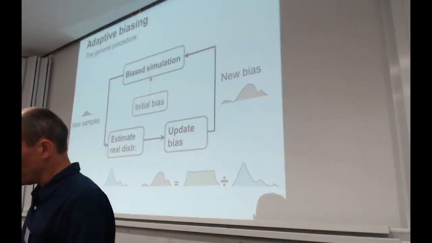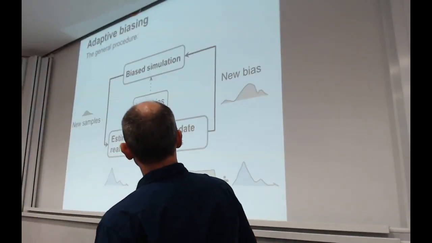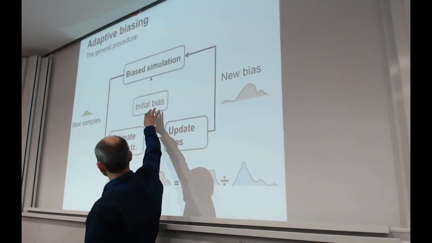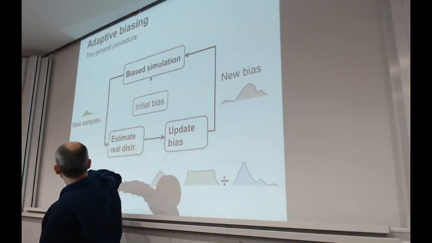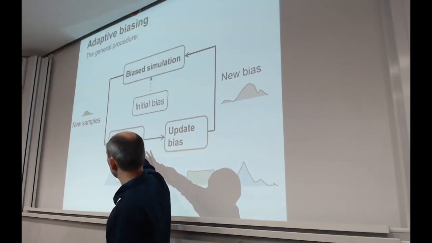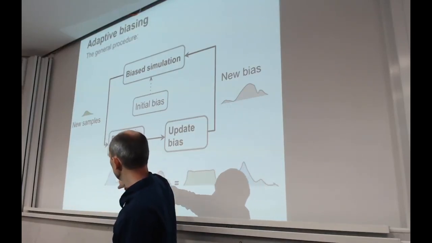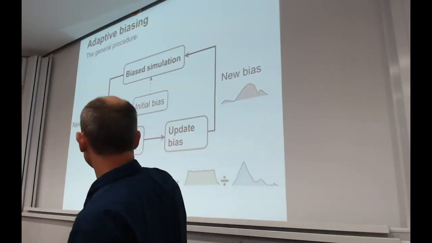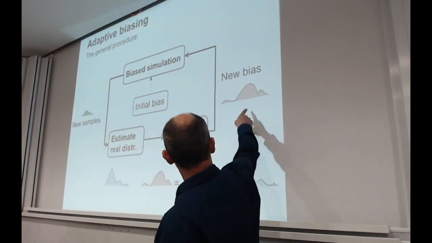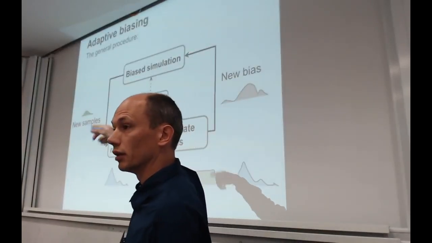Okay, the basic procedure is the same for all these kinds of methods. I start out with some initial bias, which could be no bias at all, and then I run a biased simulation. I observe what I sample. Then from the samples, I estimate the real distribution, which is usually unknown. And then I can update the bias, so I can come up with a new bias based on that. And then with the new bias, run a biased simulation again, and iterate until you're happy.